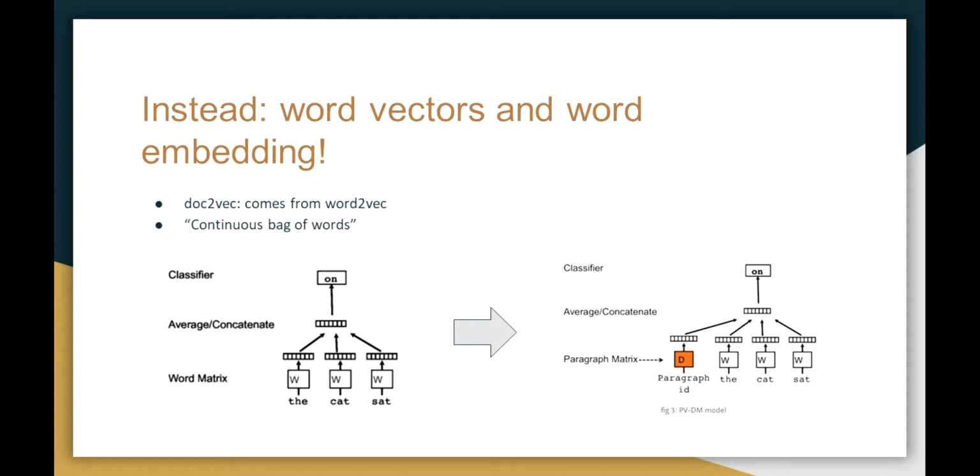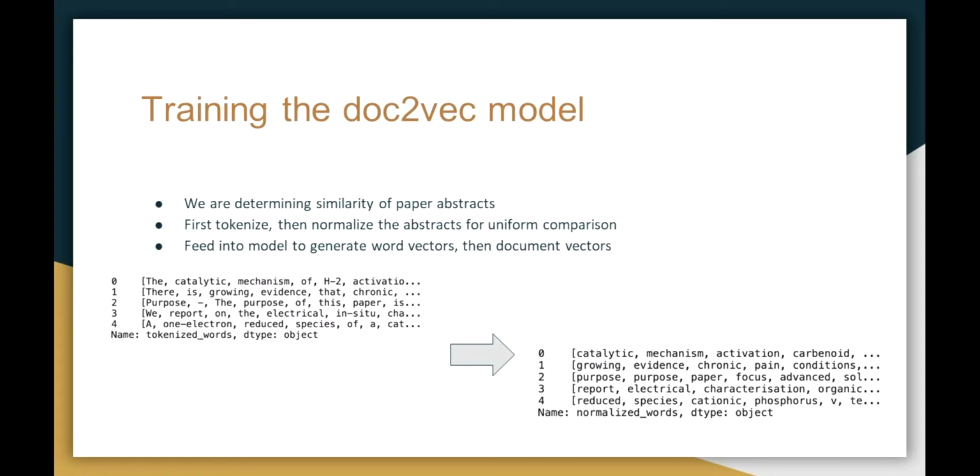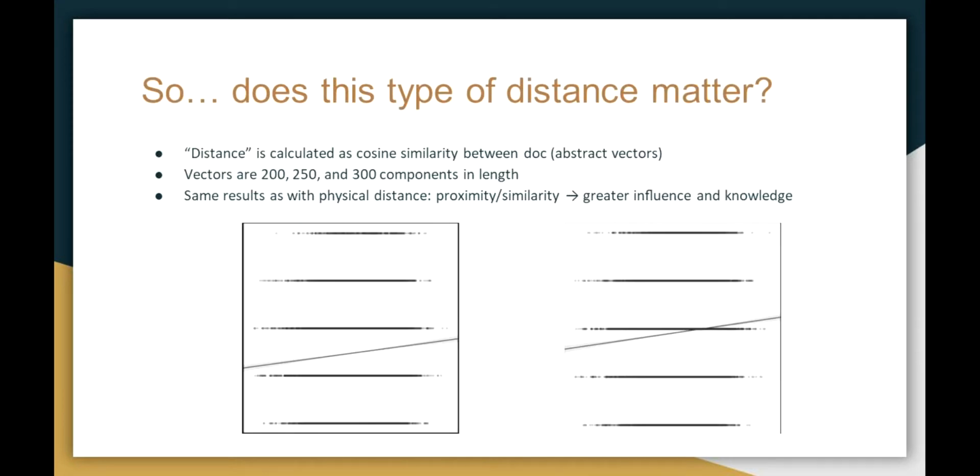Then from there, it generates a vector for each document. That would be the doc2vec process. And in order to train the model, we first tokenized the abstracts by separating the sentences into individual tokens, and then normalizing the tokens by removing capitalization as well as things like pronouns and proper nouns, and then feeding it into the model. Then we determined distance using the cosine similarities between the vectors associated with each abstract. And here we saw the same results. Knowledge and influence went up significantly at greater levels of proximity and similarity.